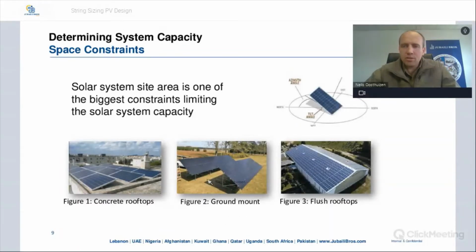Figure two, ground mount. With ground mount, again, you might have abundant space, but please be aware of the spacing between rows so that one row does not cause shading on the other one. Then the third option for mounting would be flush rooftops. For a flush rooftop, your constraint on space is the actual roof space available. And if there's anything on top of the roof, chimneys, turbines, or even billboards next to your building that can cause shading, please take it into account as a constraint.